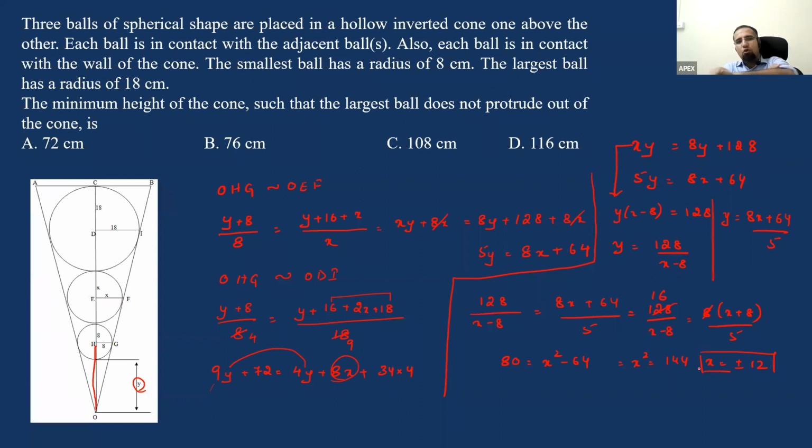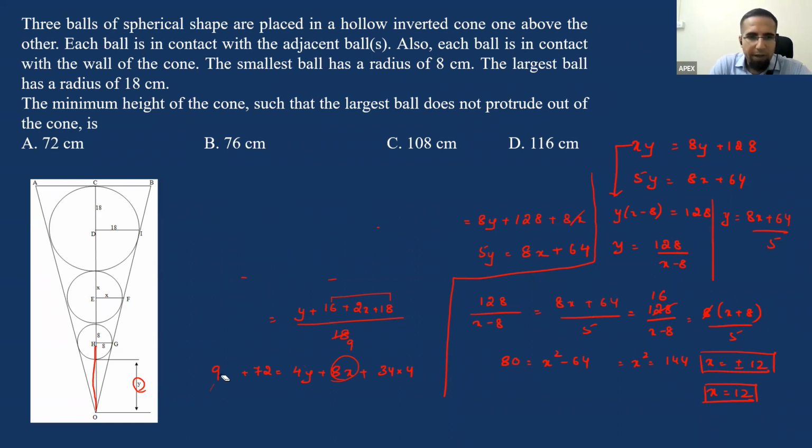Now the minimum height of the cone. The minimum height of the cone, if you observe, will be y. Using this part, guys. So the minimum height of the cone here would be the value of y plus 16, plus 2x, plus 36. That means we need the value of y. I repeat, I get y plus 16 plus 2x. 2x is for this part, 16 is for this part, and 36 is for the last part. That means I need the value of y.